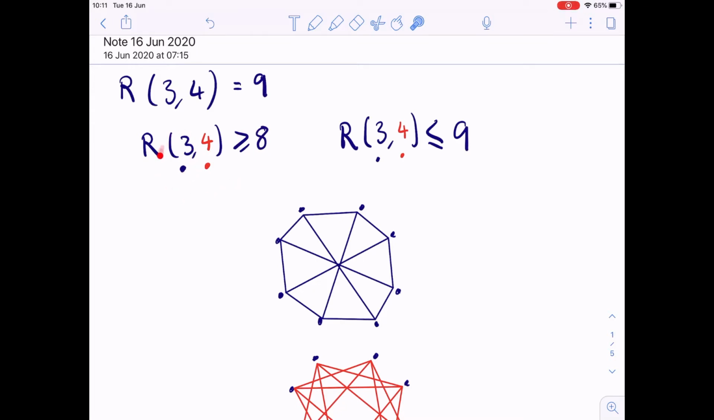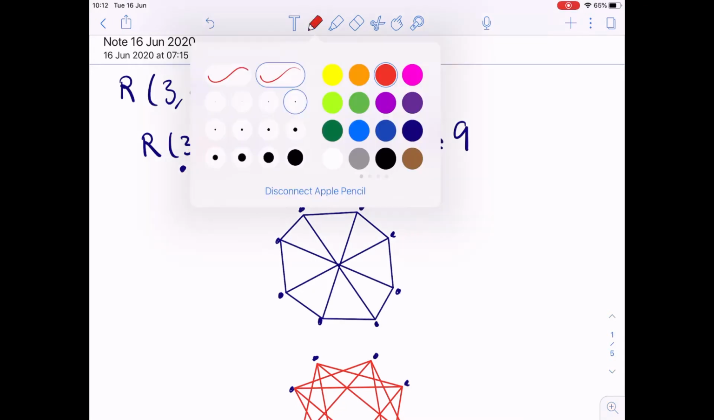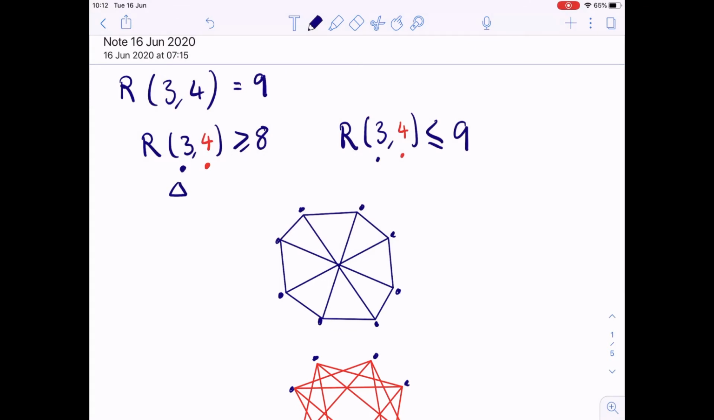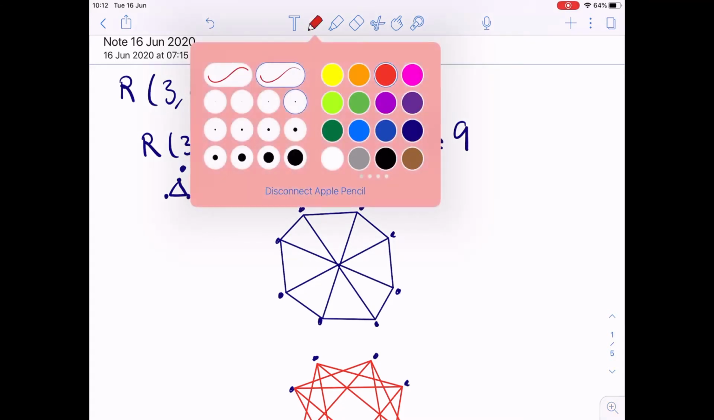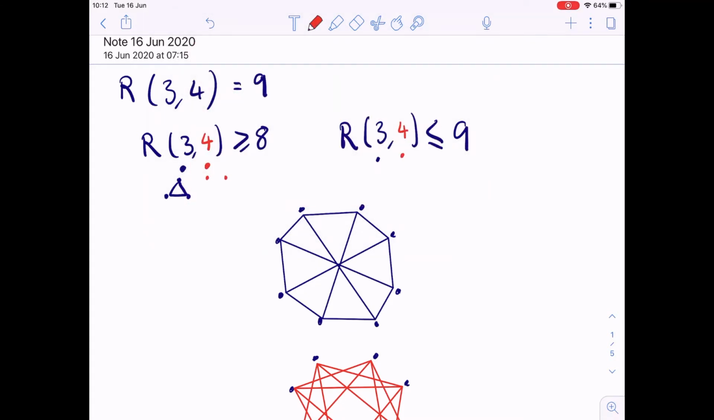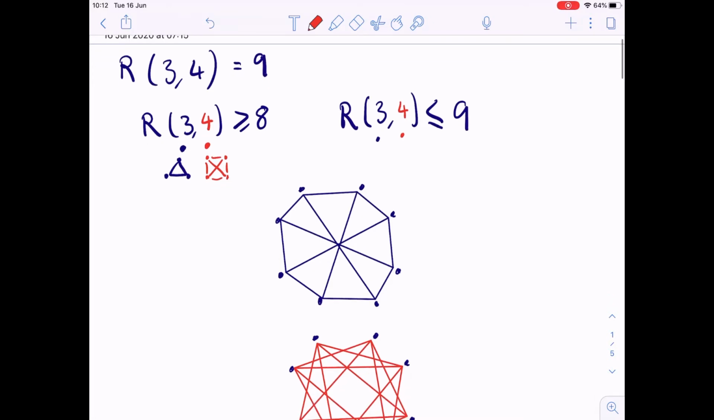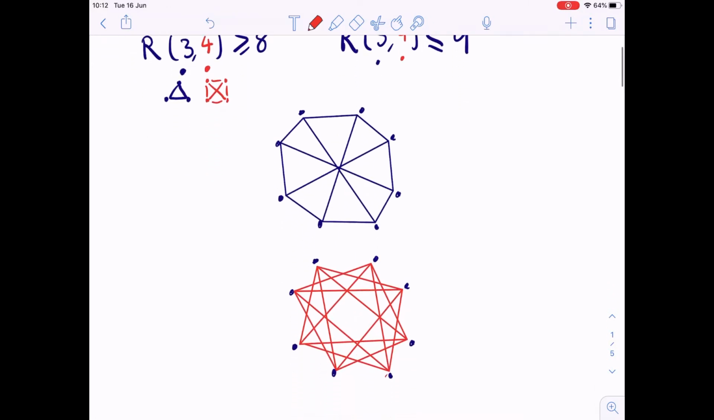Now remember, this means there exists no blue triangle where all three nodes are connected by the same colour, and I'm going to choose blue for this condition, but it also means that there's no 4 nodes which are all connected in a red colour, so it's a square with a cross in the middle. Okay, and I can do this very simply with a counterexample. So my counterexample for 8 nodes is a colouring as is shown below.